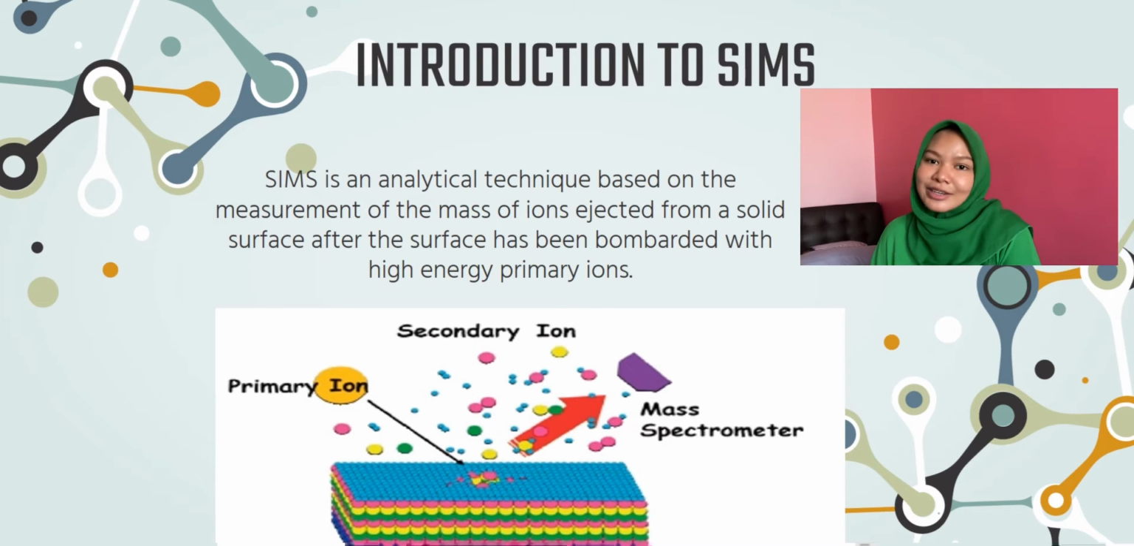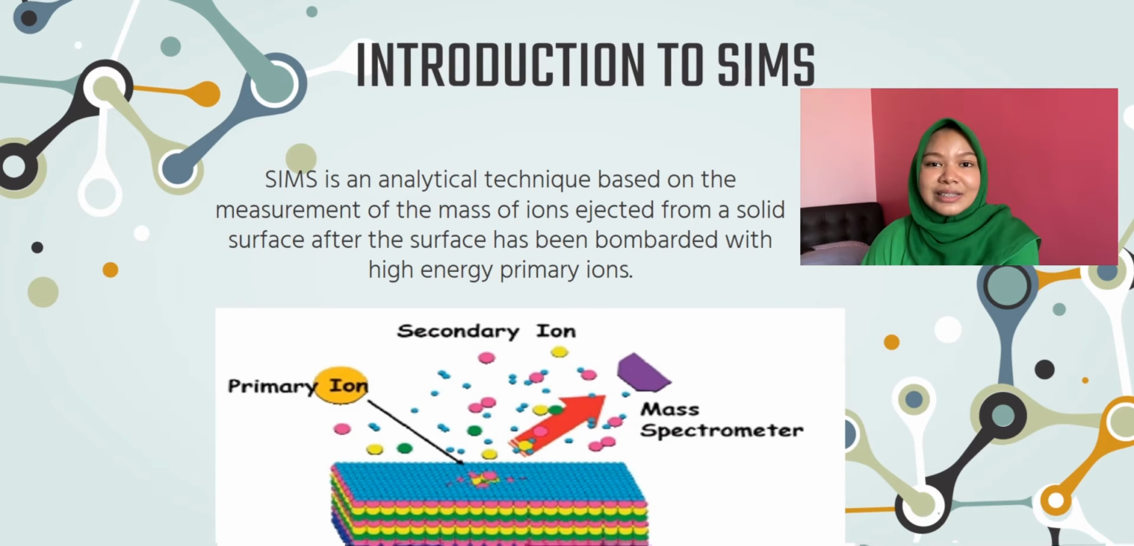Talk about secondary ion mass spectrometry, which is called SIMS. SIMS is an analytical technique based on the measurement of the mass of ions ejected from a solid surface after the surface has been bombarded with high-energy primary ions. As we can see, based on the diagram, we are looking at the primary ions going in, and then we look at the ions that came out, which we call secondary ions.